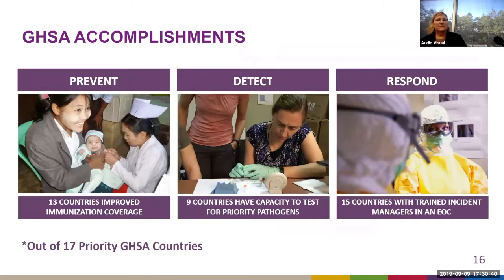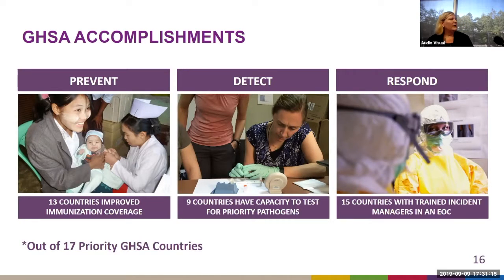So moving into looking at some of the accomplishments in these areas of prevent, detect, and respond, we have seen, of the 17, as I mentioned, priority countries for the U.S. government, 13 countries have improved how they deliver immunization, thus improving their coverage, going out to the communities, doing outreach in community settings, and making sure that they're reaching every child to make sure that all children are vaccinated, looking at children at 2 years of age who missed vaccines and going back and following up to vaccinate them.